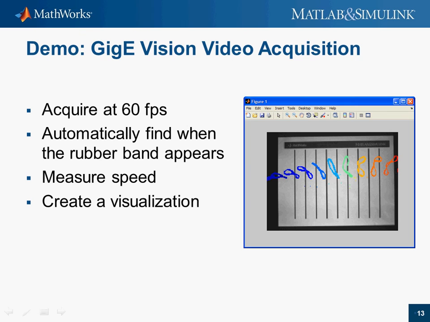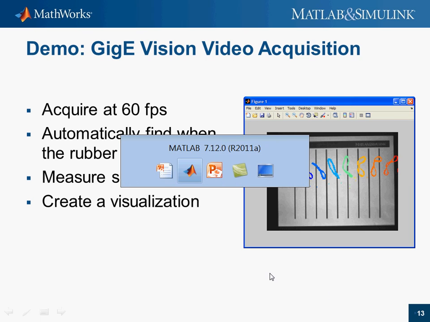I've set up a GigE Vision camera to look at this printout of regularly spaced 1-inch lines. What I'm going to do is shoot a rubber band through the frame and post-process the clip to calculate its speed. I'll then create a visualization to see how it moved through the frame. So let's go ahead and jump back into MATLAB and use the Image Acquisition tool to set up this experiment. Okay, so let's go ahead and jump into MATLAB.